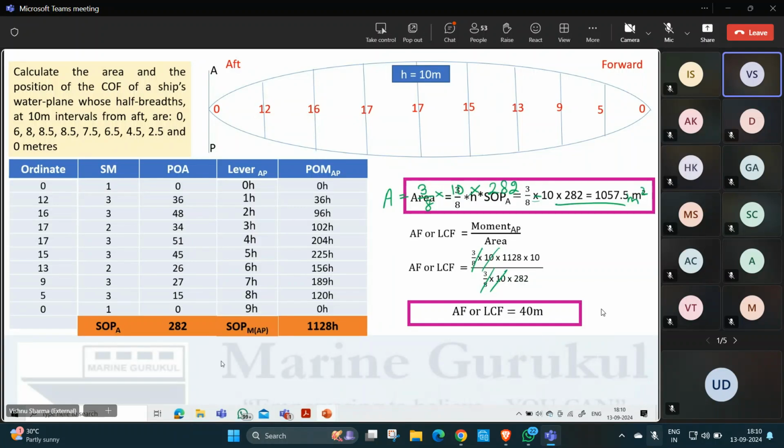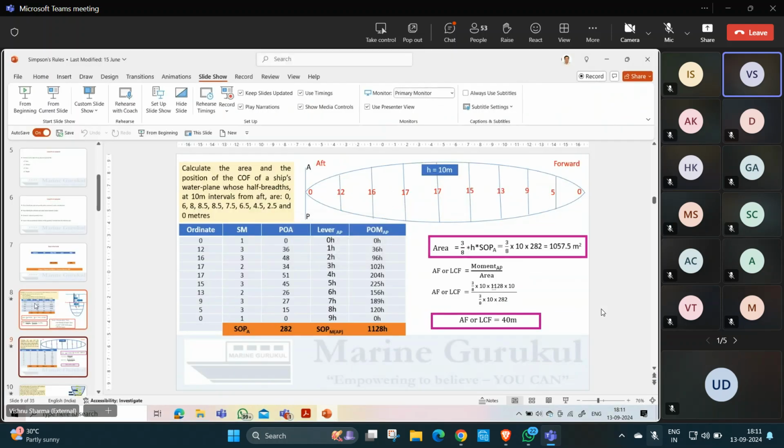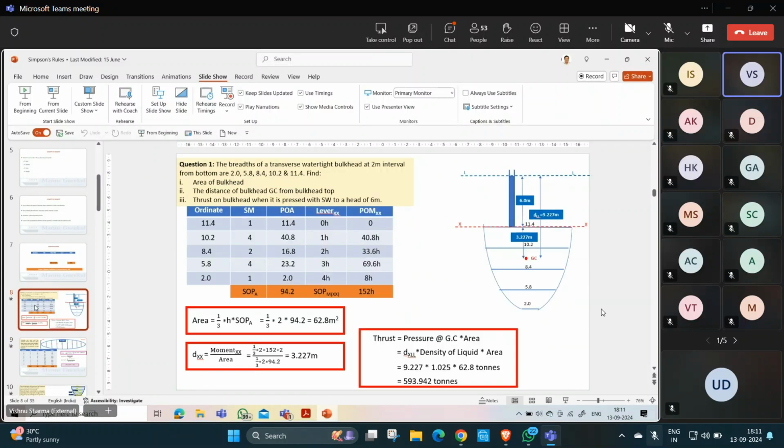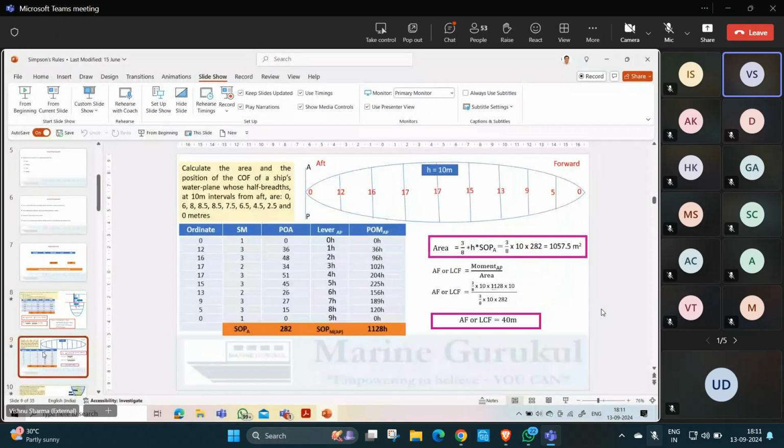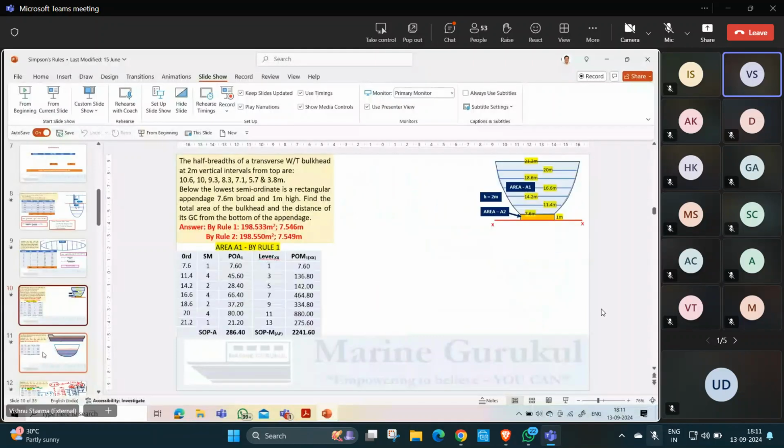Okay guys, so now we have completed the first three questions of the exercise. Question number 1, this was question number 2 now on display, which we did yesterday with pressure and thrust. This was question number 1 of the exercise, and this was question number 3 we had completed yesterday.